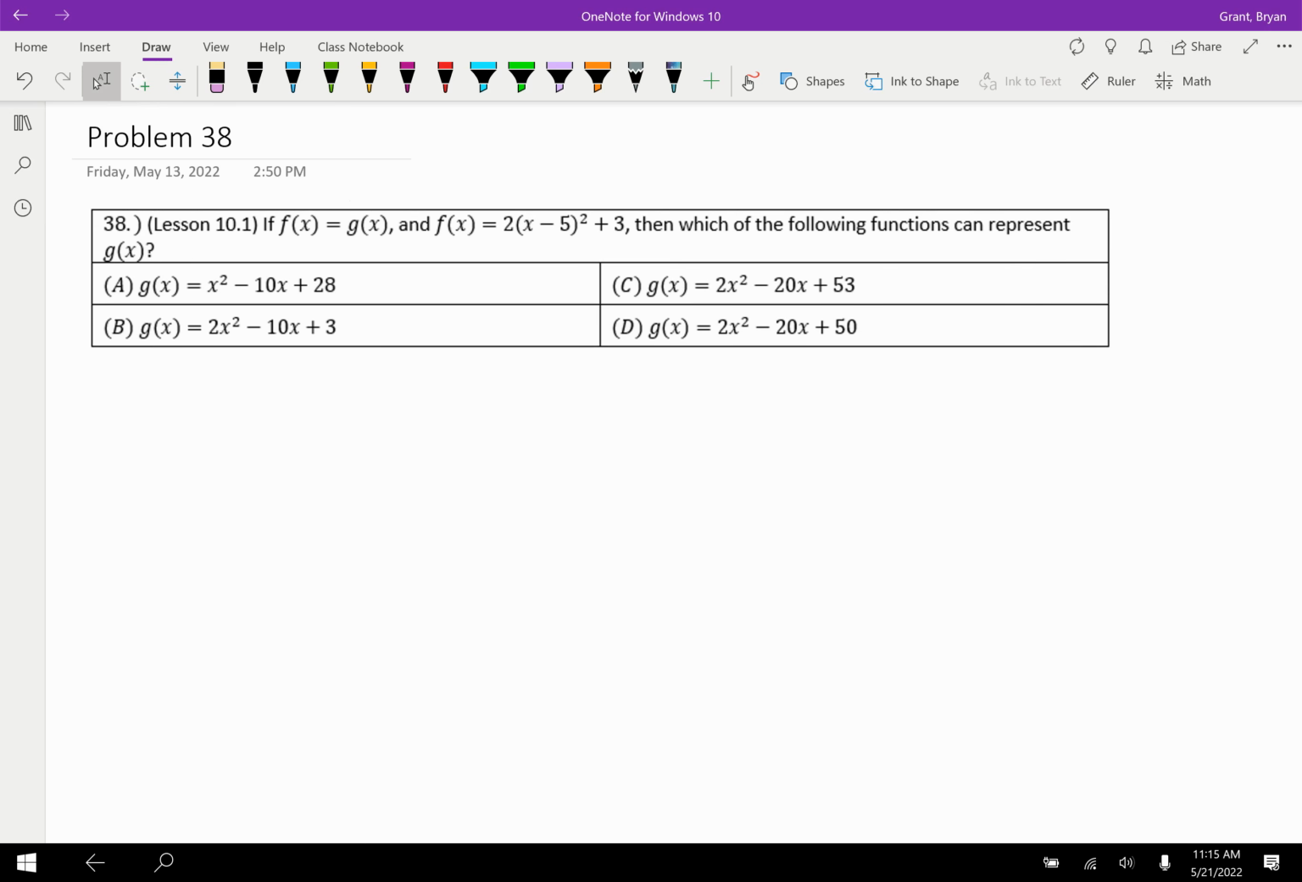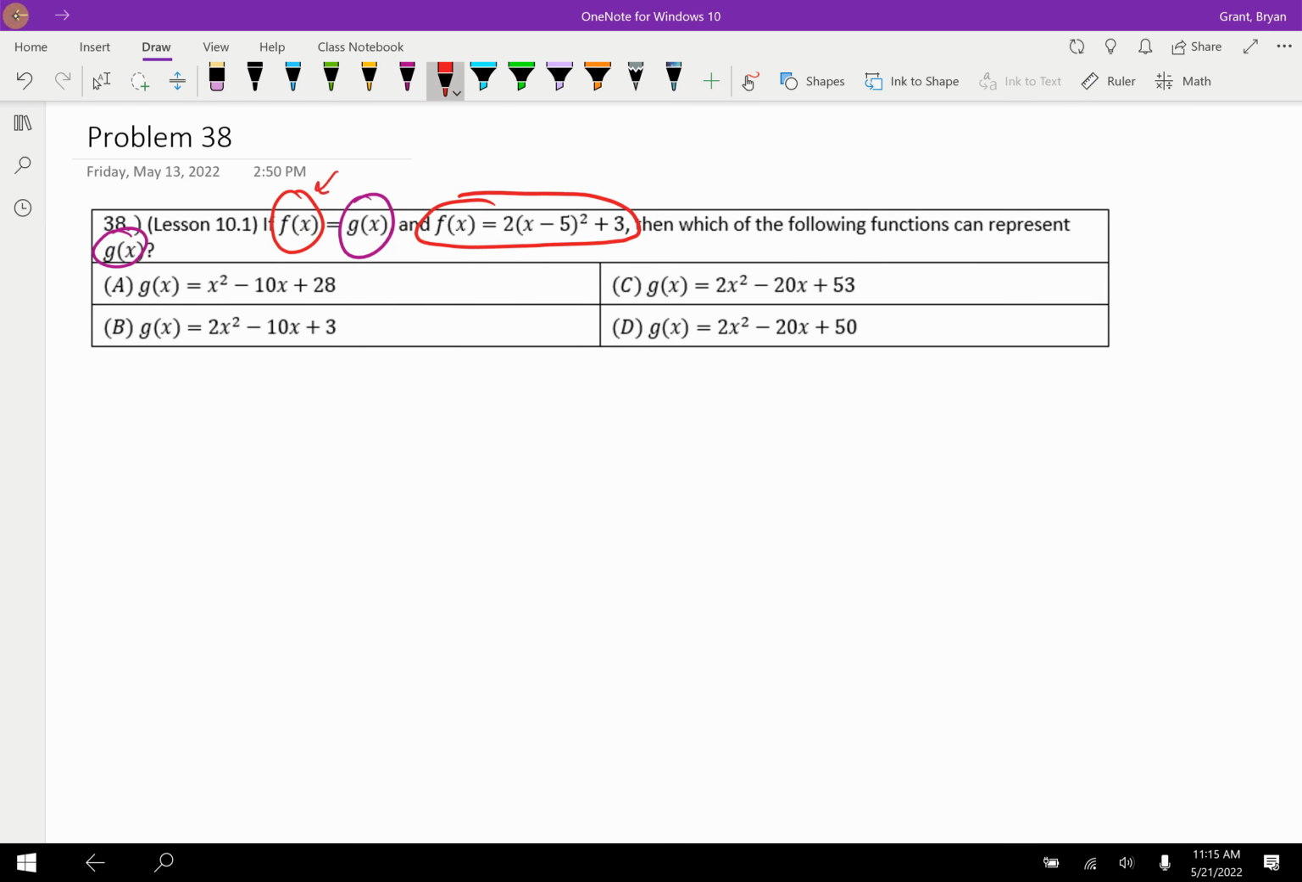We're looking at problem 38 in this video, which comes from lesson 10.1. What they're telling us is we have two functions. One is named f of x, one is named g of x. And they've given us the equation for f of x. And they're asking which of the following functions can represent g of x.